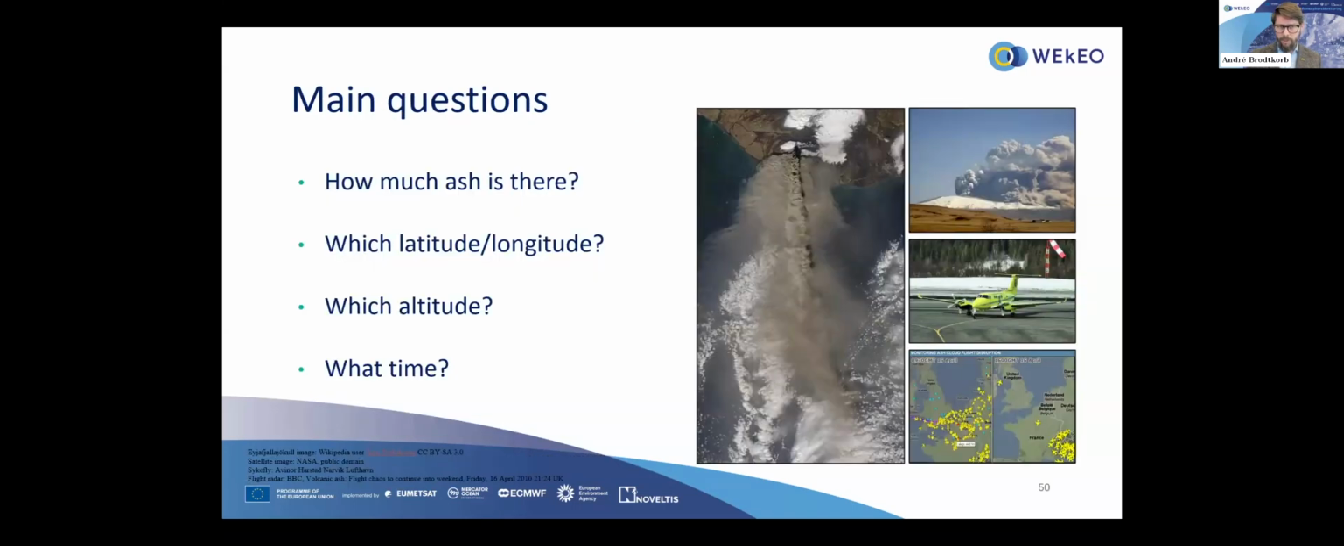So I'm trying to give you today some idea of how we can answer the questions, how much ash is there? Because a little bit of ash might be okay, but too much and it's a challenge for the airline engines. Because what happens is that the volcanic ash turns to glass in the jet turbines, and then the jet turbines cease to work. And then you have a huge problem if you're in an aircraft. So you need to know how much it is, which latitude, longitude, and what altitude. Could you fly above the ash cloud or below? And also at what time? When is it safe to fly at what point?